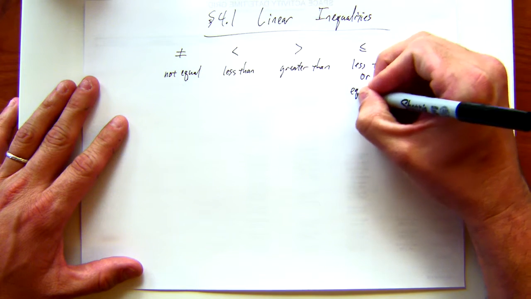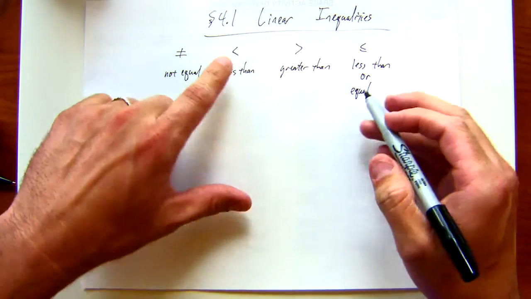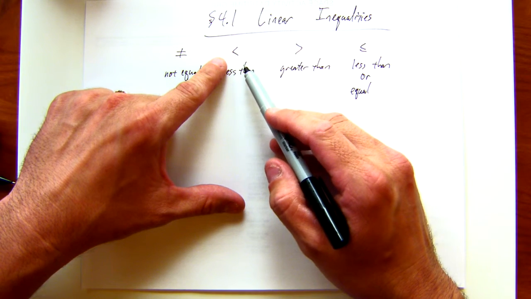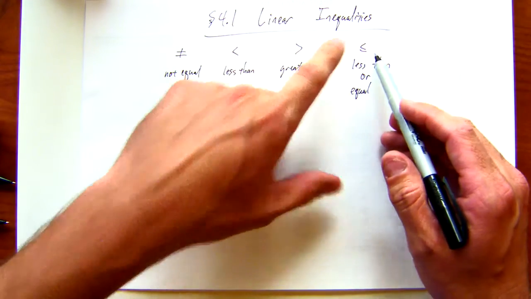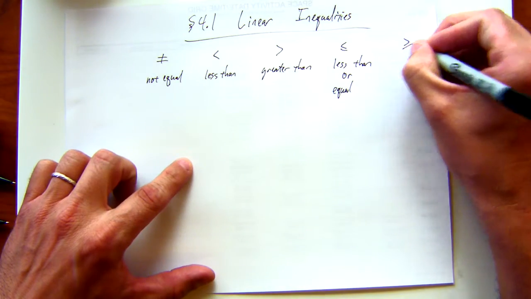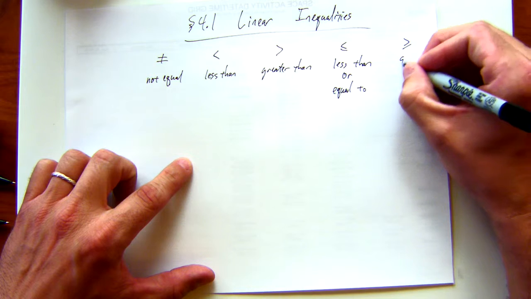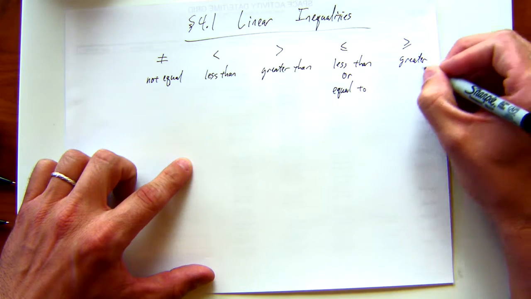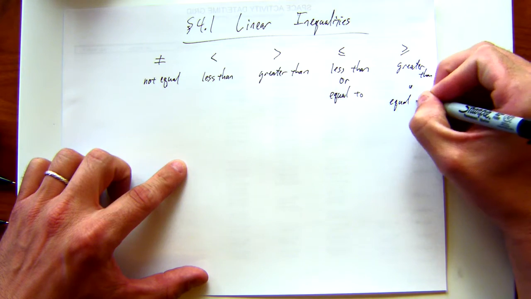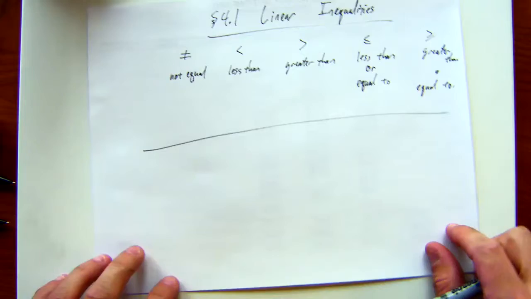or equal to. Okay? Quite a bit different than this one. This one means it's strictly less than. Okay? This one means it could be less than, or it might be the same number, or it could be equal to. Or equal to. And this one's greater than or equal to. Okay? Just some symbols to know.